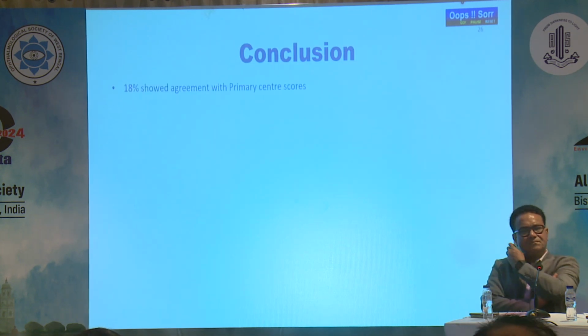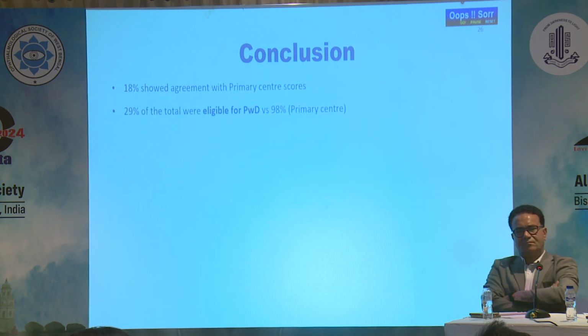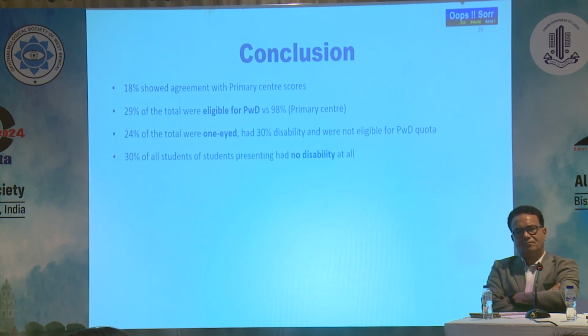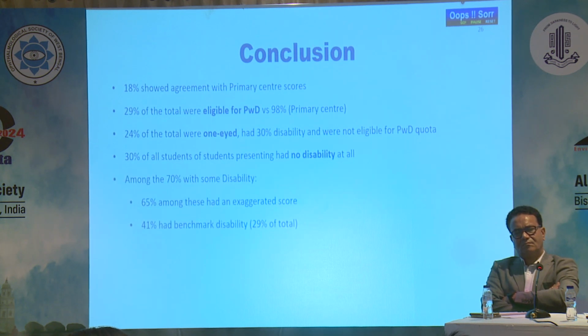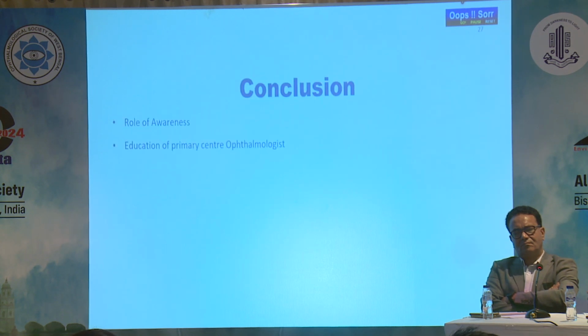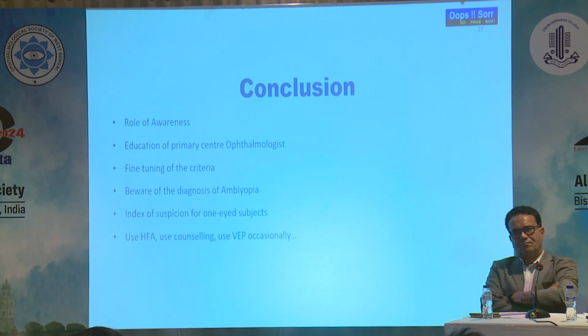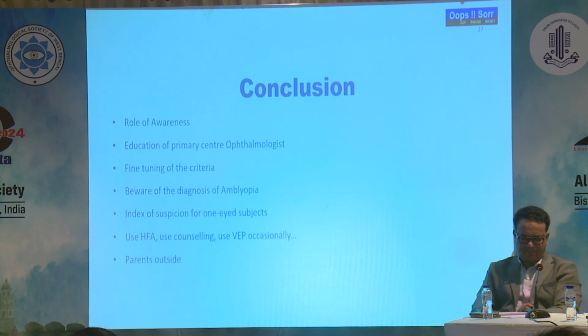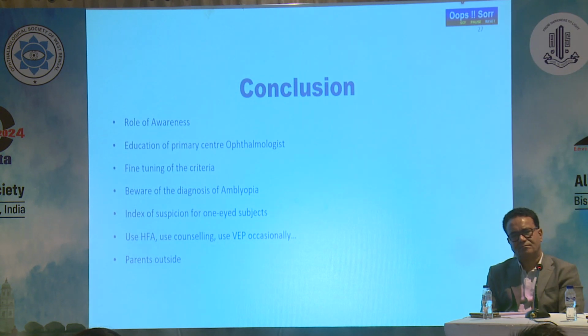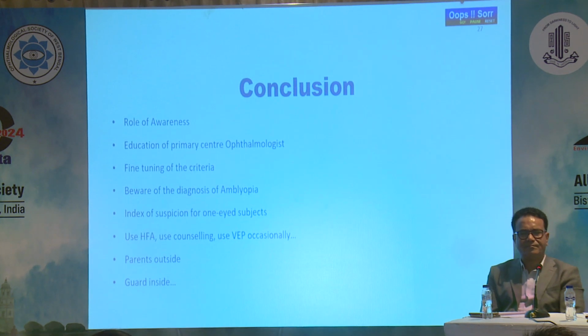So in conclusion, only 18% showed agreement, and only 29% of the students were actually eligible. Out of these, many were one-eyed, and 30% had no disability at all. Among the 70% with some disability, most of them had an exaggerated score. Of these, 94% were not eligible. So the role of an ophthalmologist, primary center training, beware of the diagnosis of amblyopia, using HFA, suspicion of one-eyed patients. And this is something that we have faced. We have been threatened by relatives, and so what we follow is parents outside, guard inside, and student counseling.